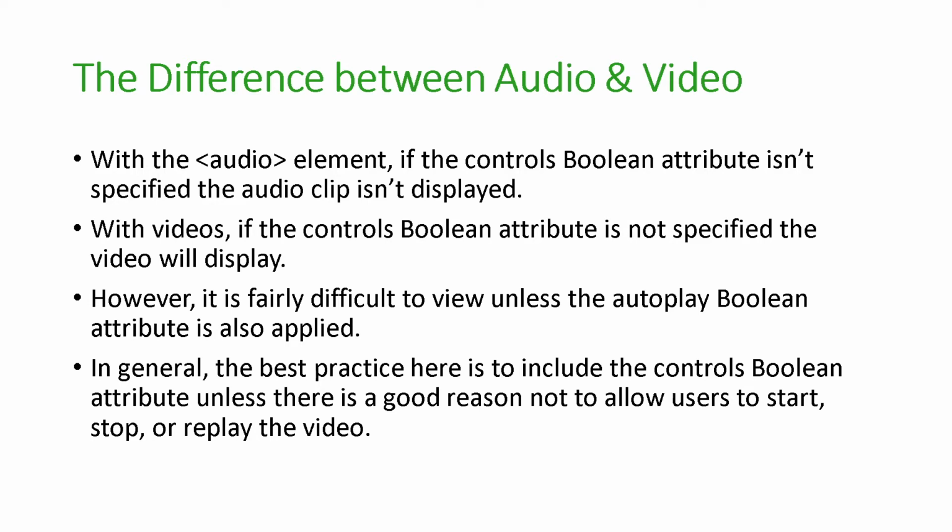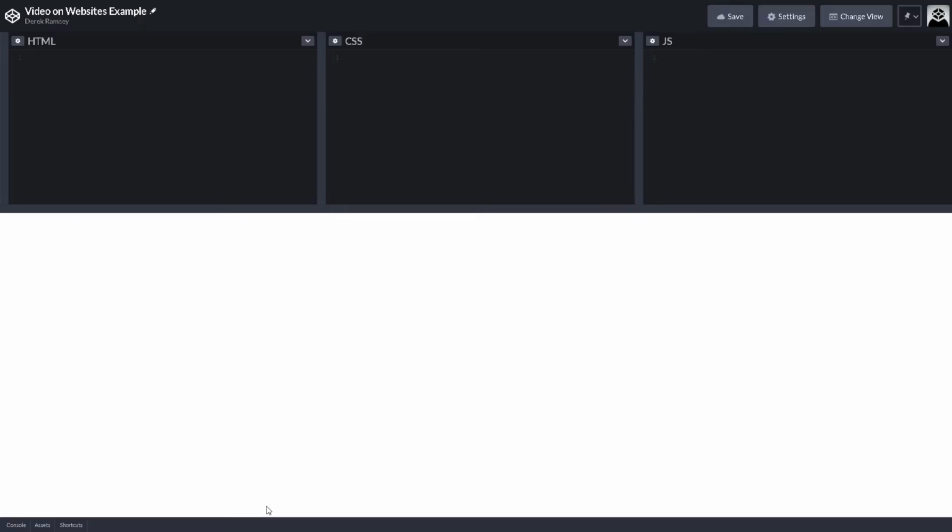In general, the best practice here is to include the controls Boolean attribute unless there's a good reason not to allow users to start, stop, or replay the video. And for most of our instances, as we're examining things, there really isn't much of a purpose for that. So we'll head on over to our CodePen now, where we can do a bit of an example.